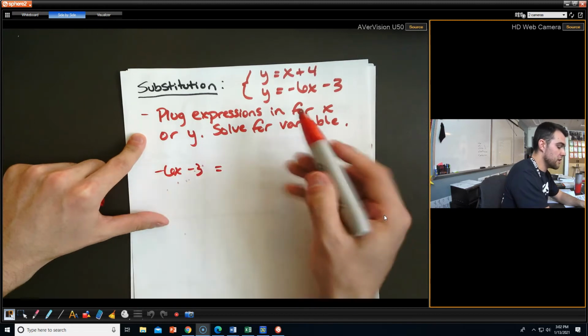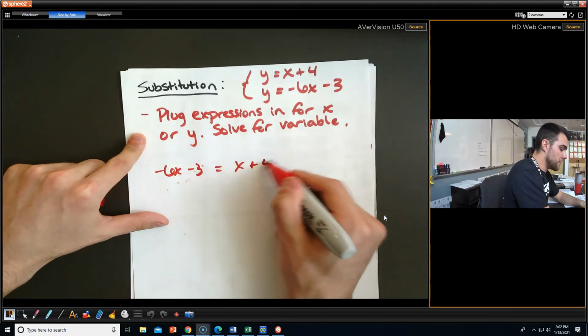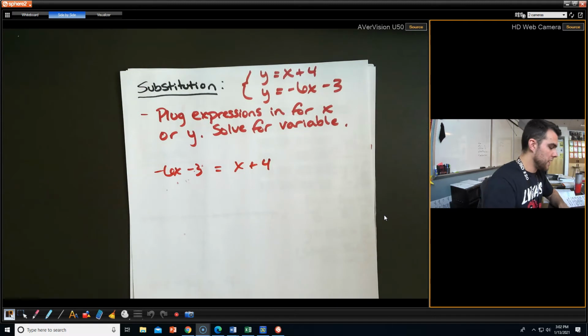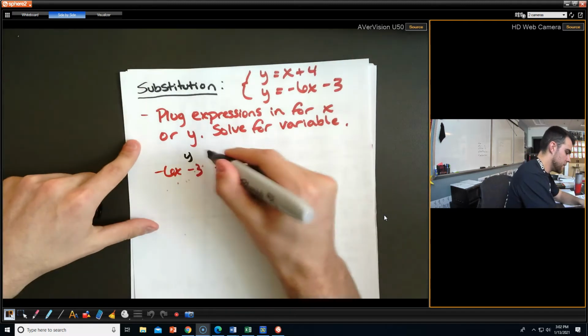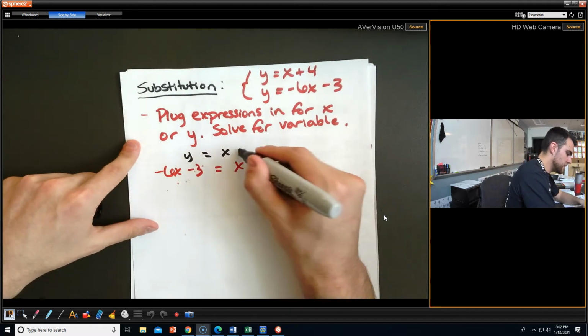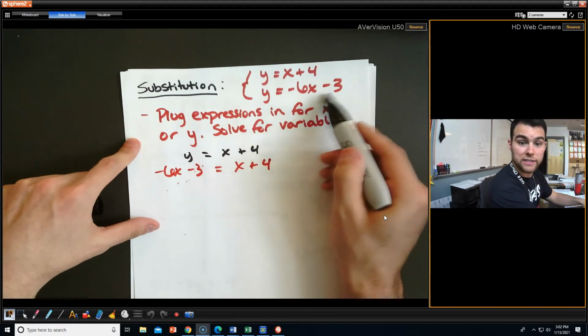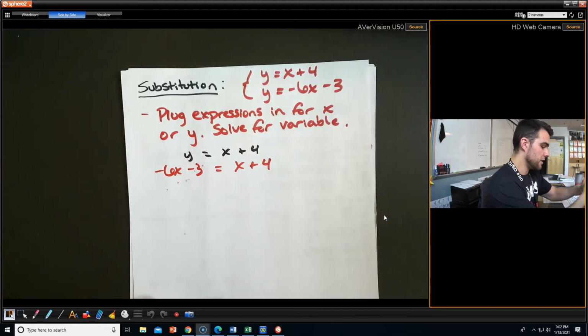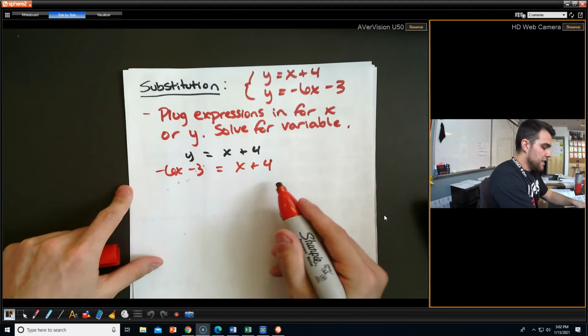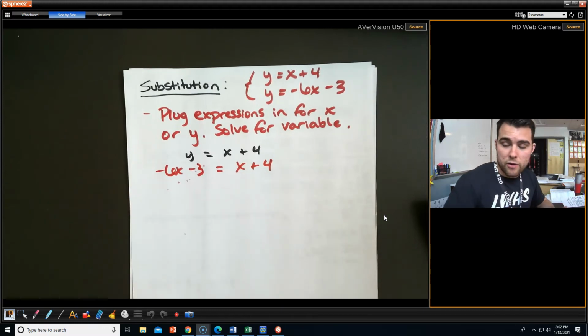And it's going to be equal to x plus 4. Right? I just replaced that y with negative 6x minus 3 because it tells me that that's what y is equal to. So now I have this, and now I need to find out what my missing variable is, x. I'm able to do so.